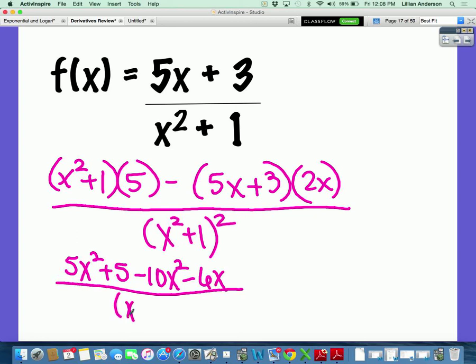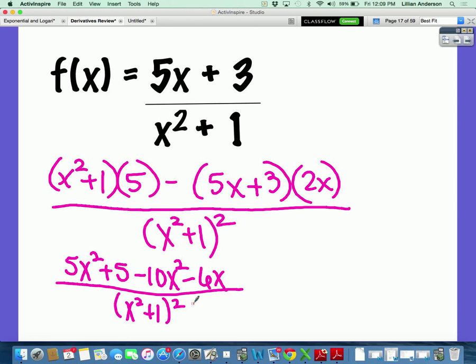Don't worry about trying to FOIL out the bottom, because if anything, once you simplify the top, it might be able to be factored, and you might end up with one of your factors canceling with the bottom. So you definitely don't want to FOIL just to have to factor it again.